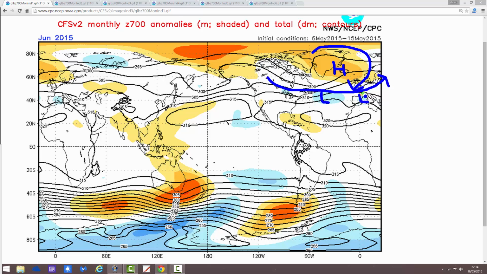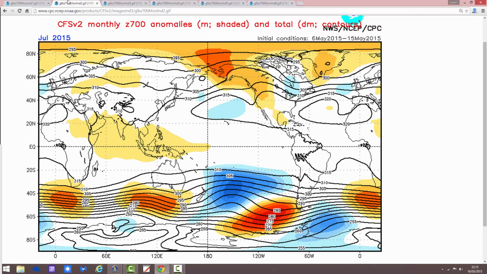And as I say, the first month or two probably has more merit than going 4, 5, 6 months away. So this is probably the most reliable time frame from the model. Not a great 700 millibar height anomaly to start us off with.